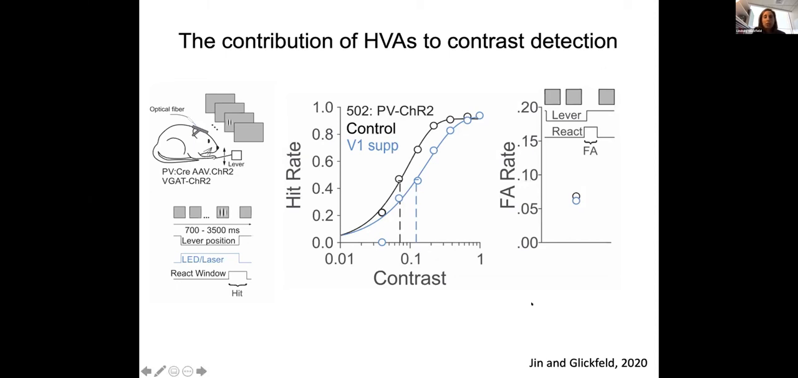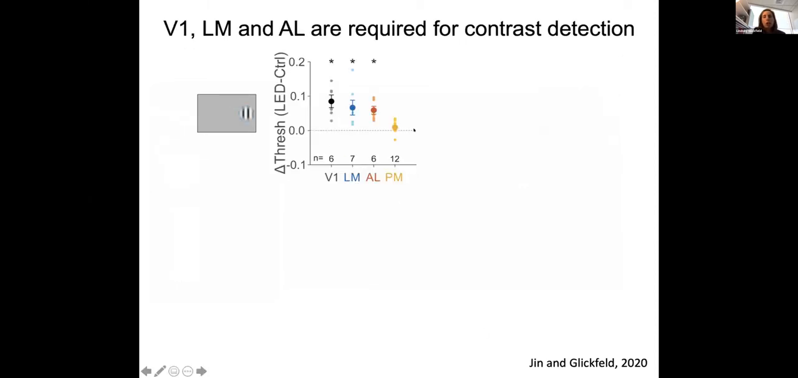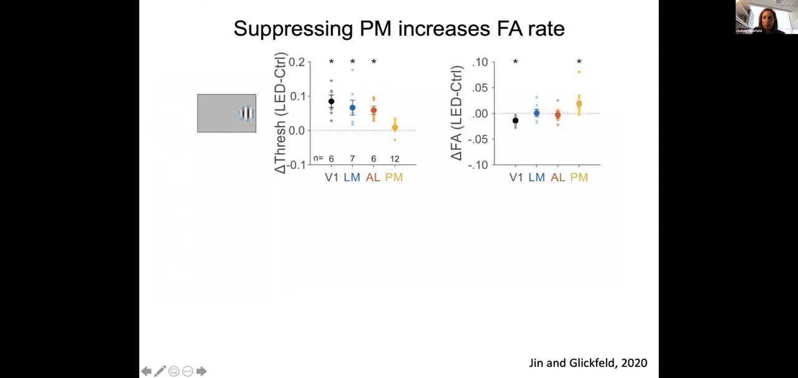So again, this is one example mouse, and here's our population of animals across the visual areas, and this actually looks remarkably similar to what we saw in the orientation discrimination task, where when we suppress V1, LM, and AL, we see this robust increase in the animal's threshold, but no change in the animal's behavior when we suppress PM.